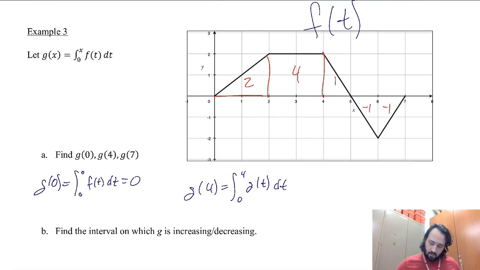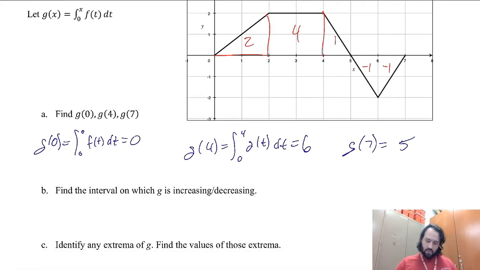Okay, so now let's go think about from 0 to 4. All right, so from 0 to 4, I'm adding up those areas, which would be 6. And then g of 7 would be the sum of all of the areas. So I have from here to here, that total 7, and then -2 would total 5.